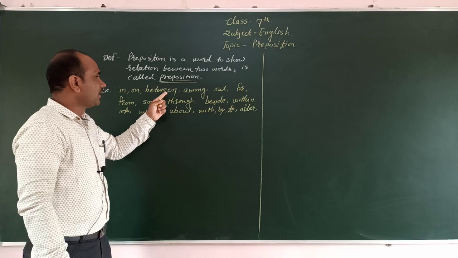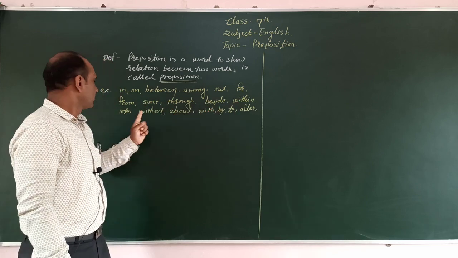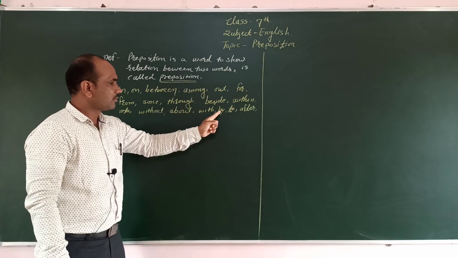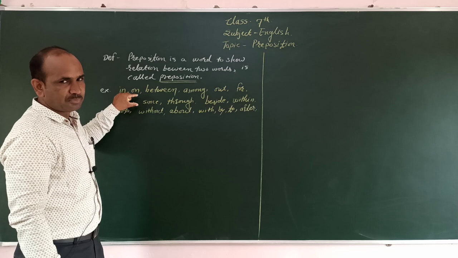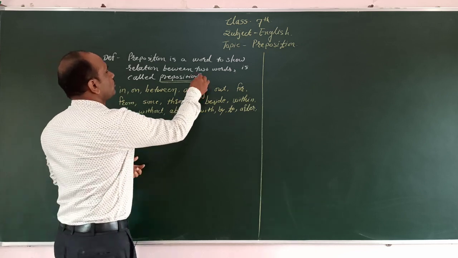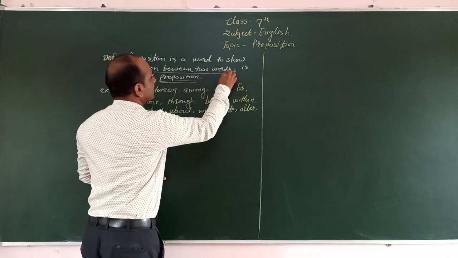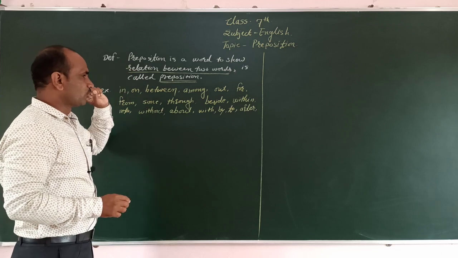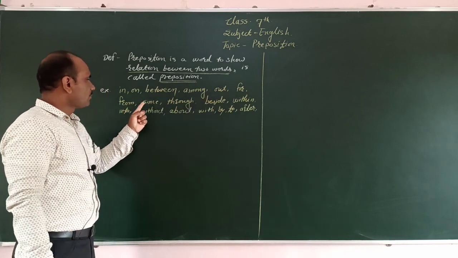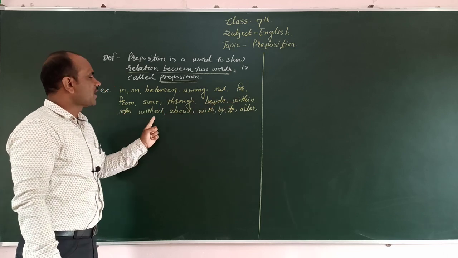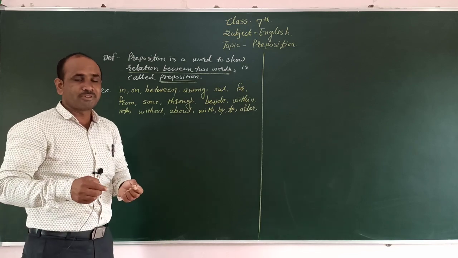In, on, between, among, out, for, from, since, through, beside, within, into, without, about, with, by, to, and after. These are the prepositions. These words we call prepositions, and they always show the relation between two words. When a word shows the relation between two words, we call it a preposition. If anybody asks which are the prepositions, you will tell them: in, on, between, among, out, for, from, since, through, beside, within, into, without, about, with, by, to, and after. These prepositions we have to discuss with examples.